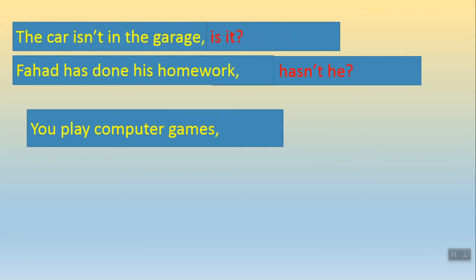Now look at this sentence, and this is our aim. You play computer games. Now we must start with an auxiliary. So, do you have any auxiliary here in this sentence? You play computer games. Is, are? Was, were? Have? No, we don't have. So what should we do? Yes, here we have to refer to the verb. Play.